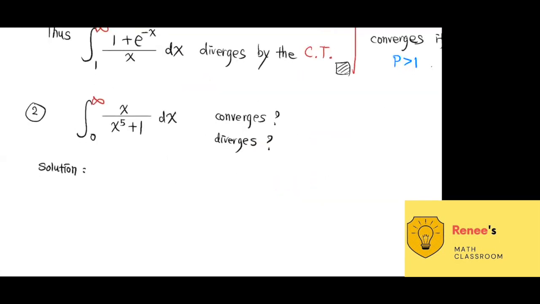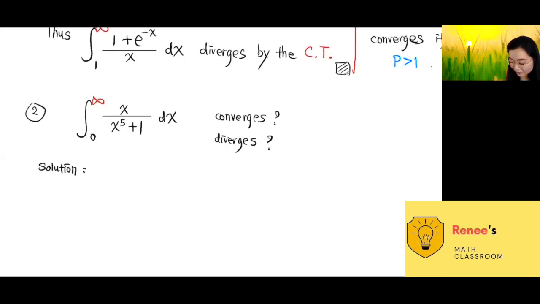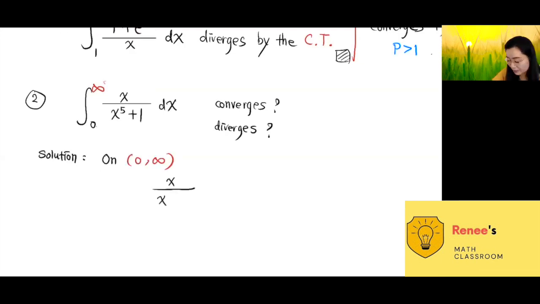Example 2. Is this integral convergent or divergent? This integral, x goes from 0 to infinity. So on 0 to infinity, we're going to compare this function with another positive function. Compare with what? Okay, now let's just take away some part of the function. How about we take away this 1? So we have x over x to the 5th power. So we make it simpler that way. Okay, so we're going to compare that with x over x to the 5th power over here.